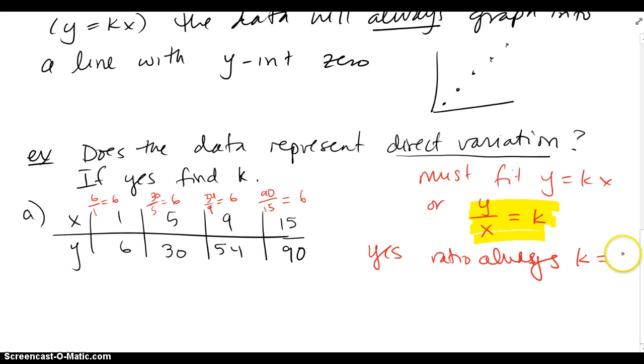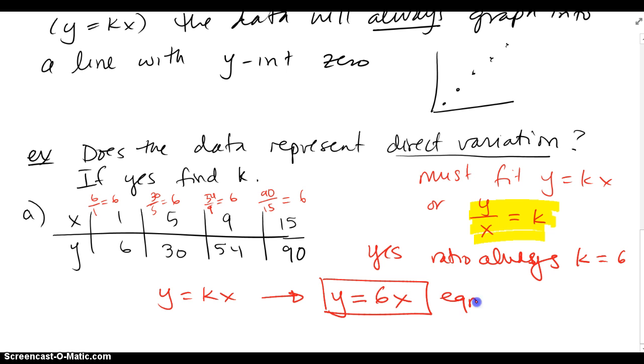k, which in this case is 6. So y equals kx. In this case it would be y equals 6x. That would be our equation, and k would be equal to 6. They didn't ask for the equation, they just asked for the k value, which we found.